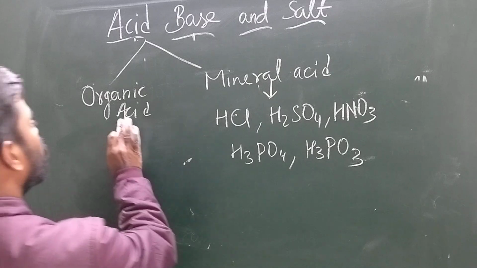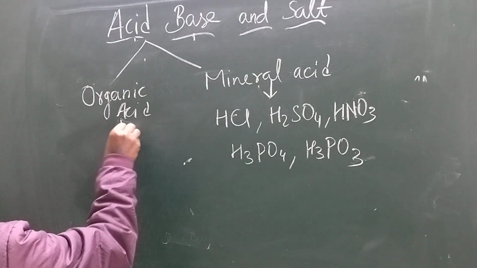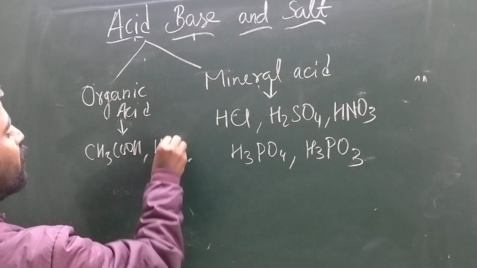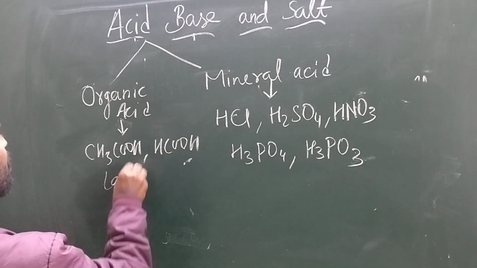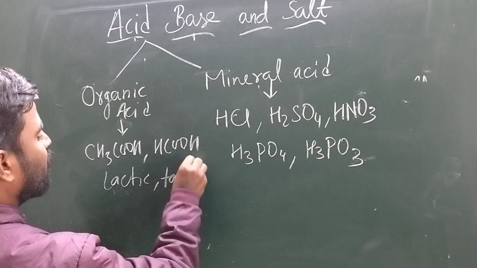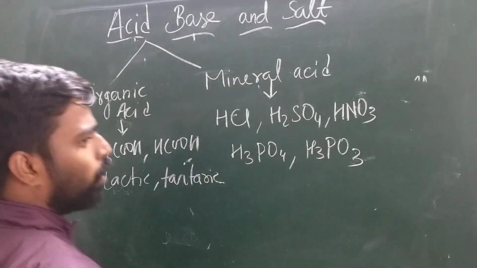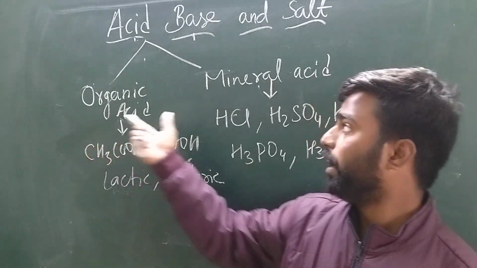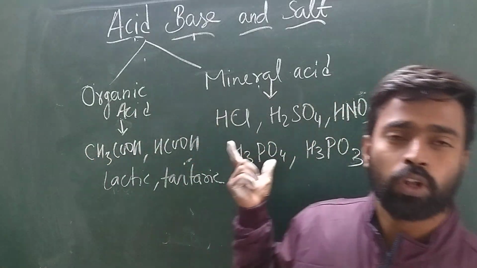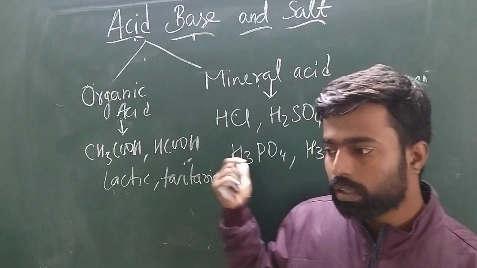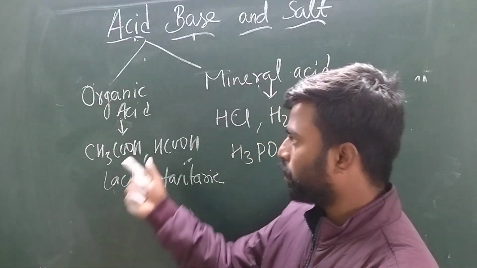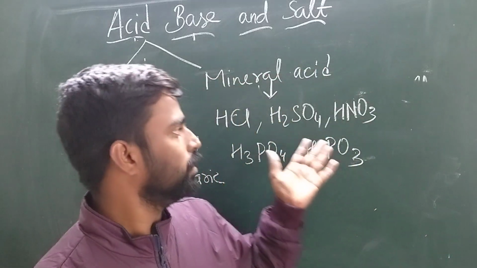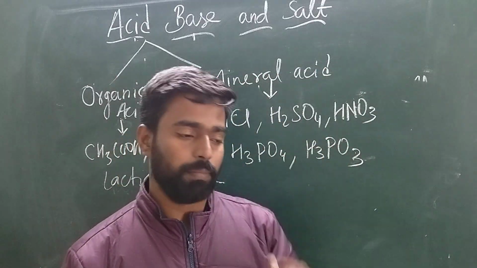Okay, now organic acid, what is the example? Acetic acid, formic acid, lactic acid, tartaric acid. Means all those acids which are made up of carbon are organic acid, and all those acids which are not made up of carbon are called mineral acid. These acids are obtained from natural plants and animal, and these acids are prepared in the lab.